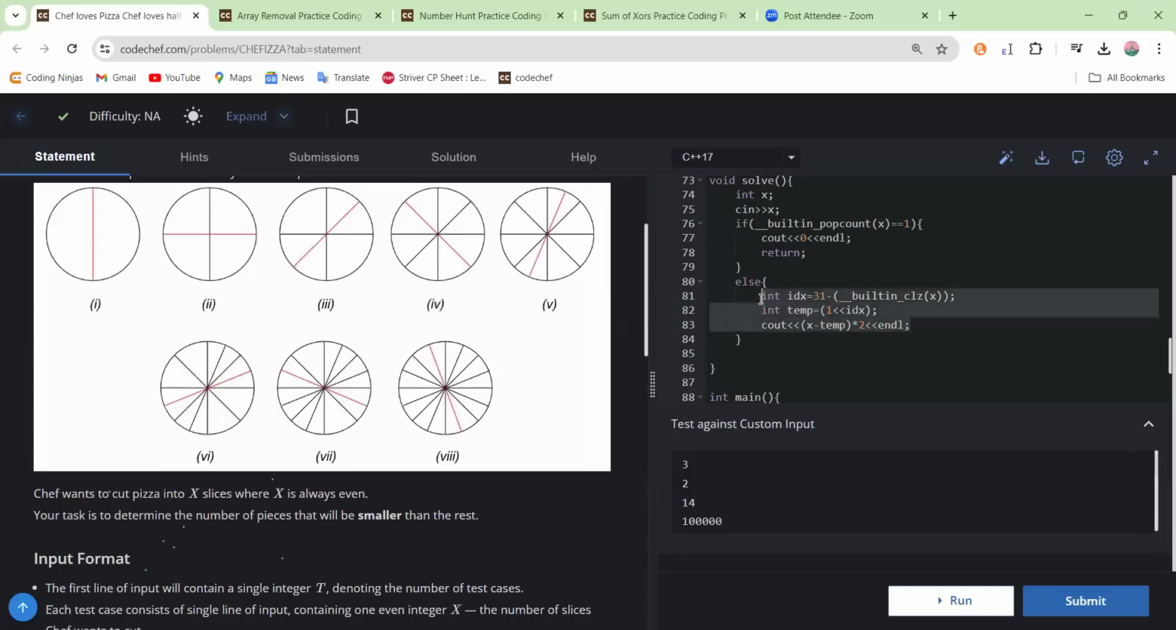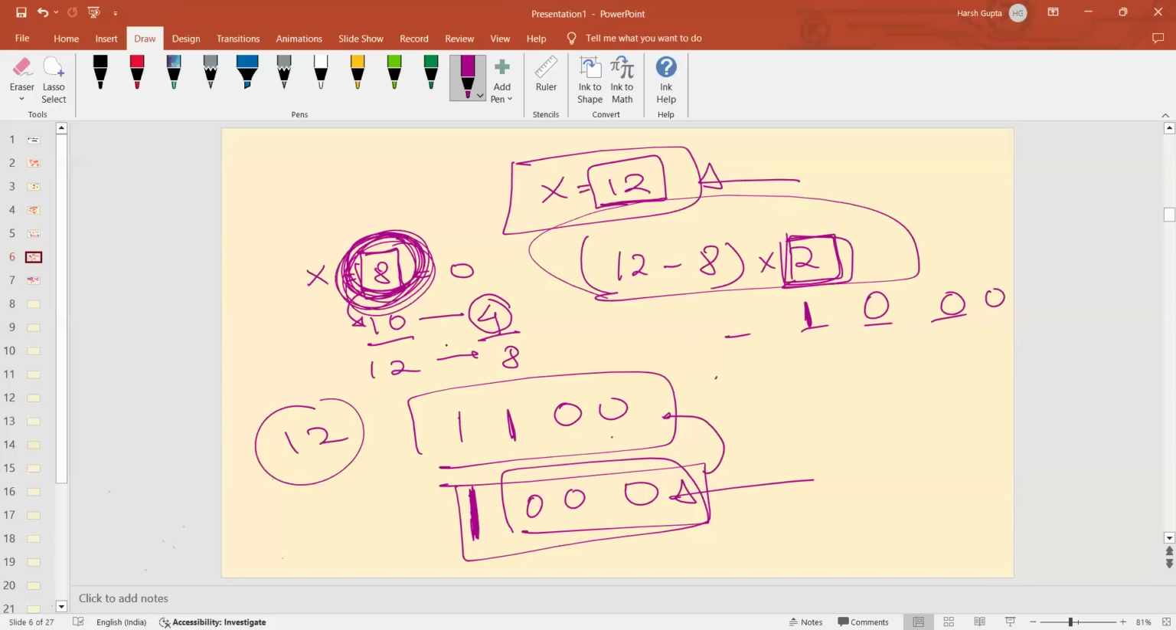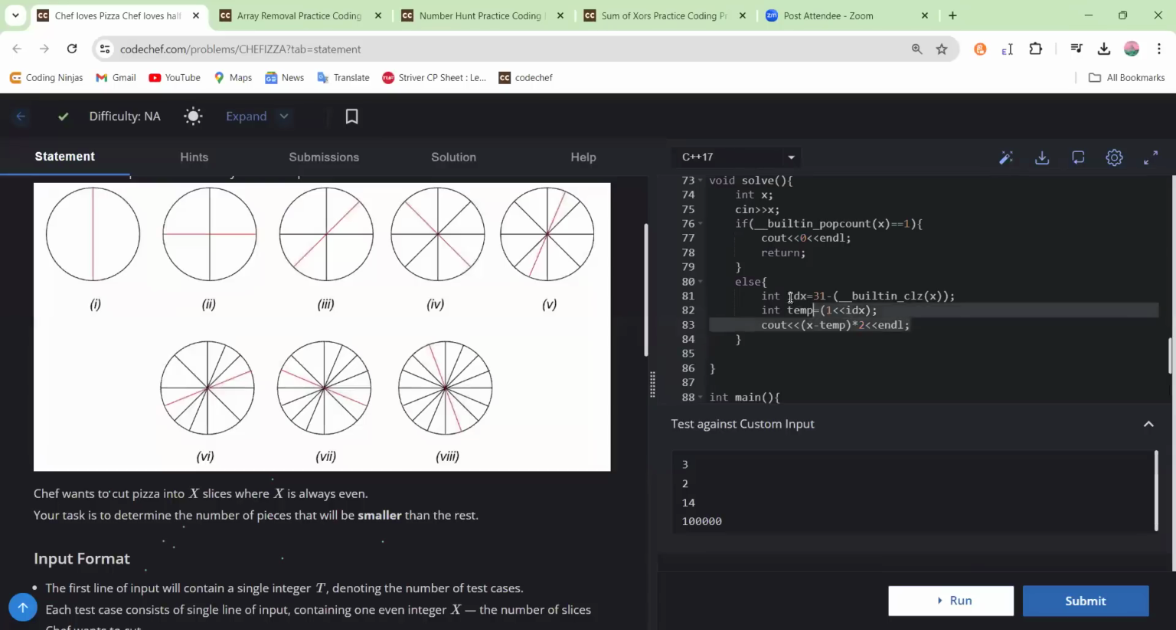There may be multiple ways by which you can do this. This is actually a simple implementation, but the main logic was something that we already discussed: whenever we increase the number of slices by 2, the number of smaller slices increases by 4. That was the main logic, and the implementation all depends on you, how you write it. This is actually the way I do it.